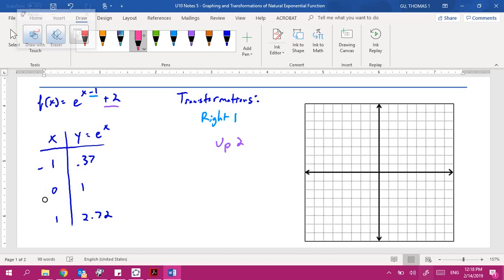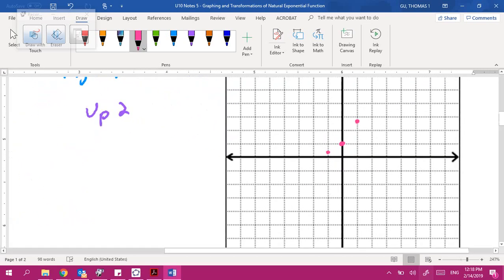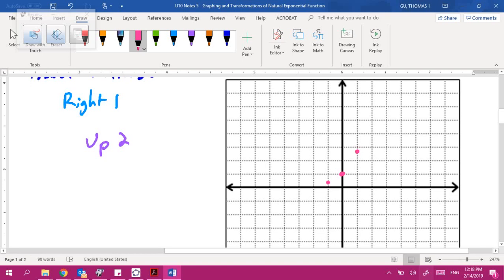So -1, 0.37 is right here, then 0, 1, and 1, 2.72. So these are my originals, right? Let me zoom it in. These points are from my original parent function graph, right? But is that what I'm graphing here? No, I'm trying to graph the transformed function.